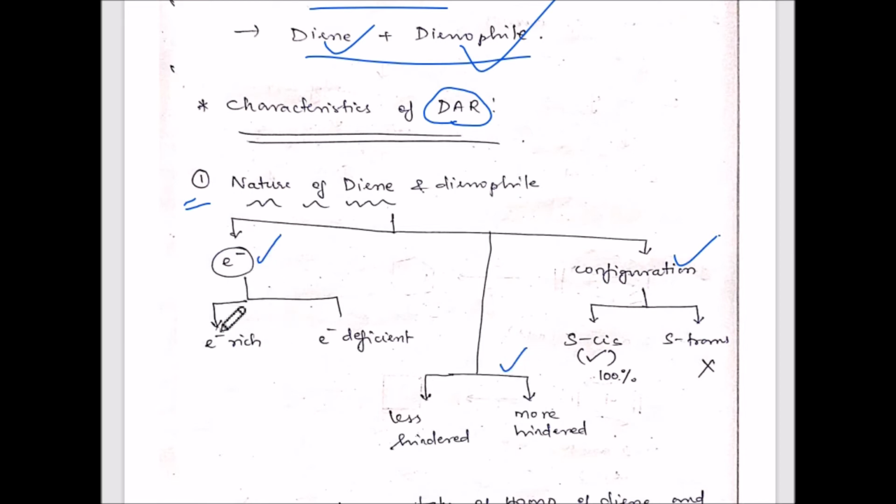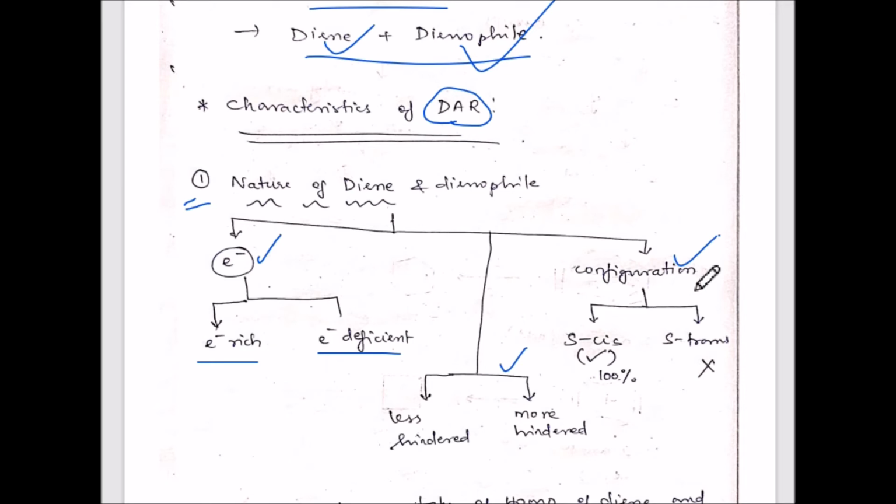Steric effect. You see here, based on electrons, species can be divided as electron rich species and electron deficient species. So your diene can be an electron rich or electron deficient species. This applies to the dienophile also. And then you have less hindered and more hindered dienes also. Based on the configuration, we have cis and trans configurations, where cis is 100%. So always for your Diels Alder reaction, your diene should be cis.